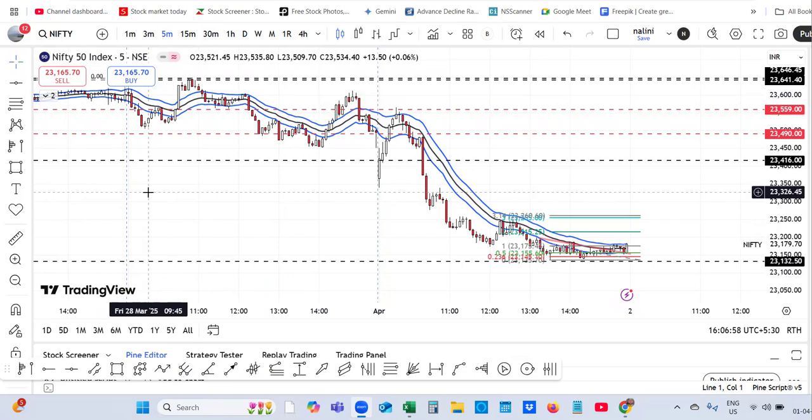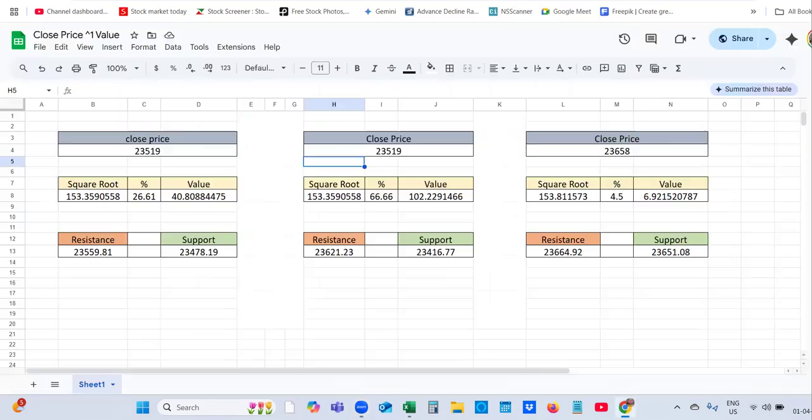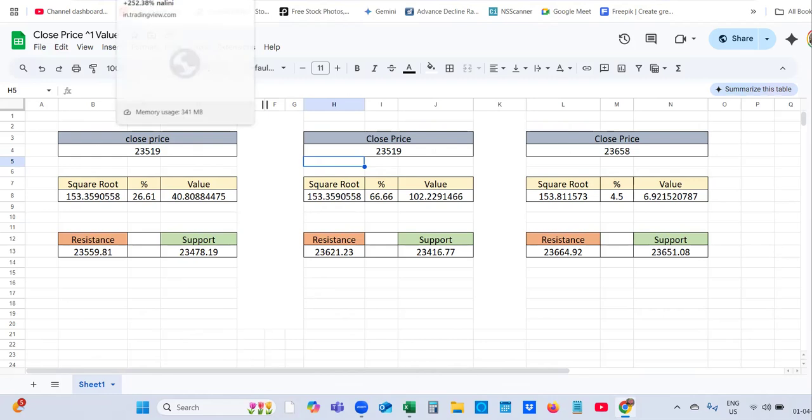But if I calculate manually from the closing price, this is the calculator which I have. I'd asked him to do an indicator. Something is wrong in the price. The previous day closing price was 23,519 and we are getting 23,500 for 26.61, 559 and 478 for 66.66 percentage, 23,621 to 23,416. So this indicator was plotting a little bit wrong.